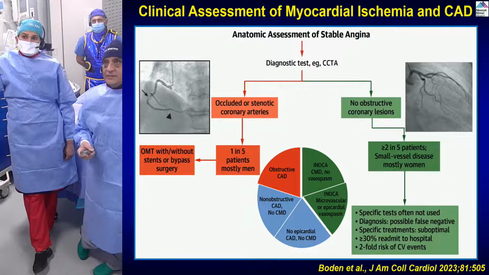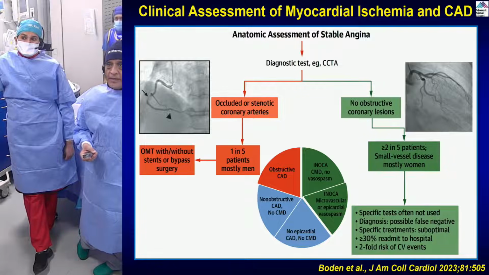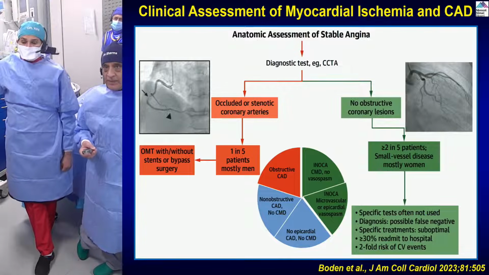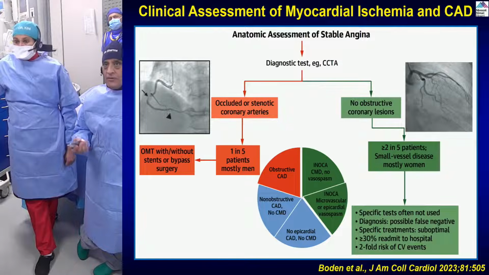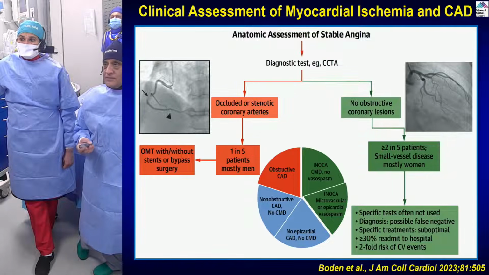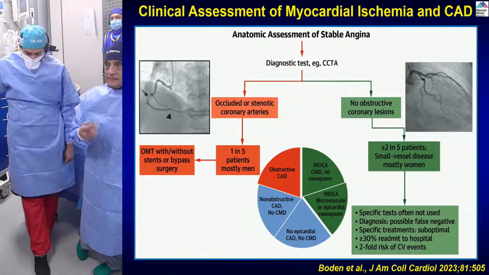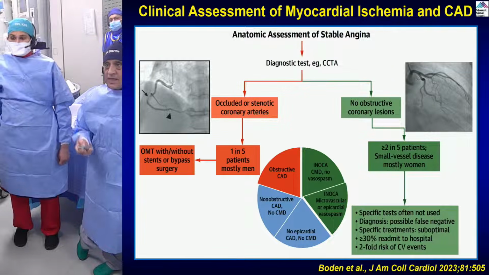So this is a very nice pictorial diagram: a patient with stable angina, you did a CTA, and obstructive stenotic coronary disease is found in 1 in 5, 20%. These are the patients who will go for medical therapy or for stent or bypass. But non-obstructive lesions are present in more than 2 in 5 patients, with small vessel disease, mostly in women. And what happens is that specific tests are often not used. That is microvasculature dysfunction or coronary vasospastic disease. And of course, the question is how to treat these patients. The patients keep coming back, readmission to the hospital, cardiovascular events go up.